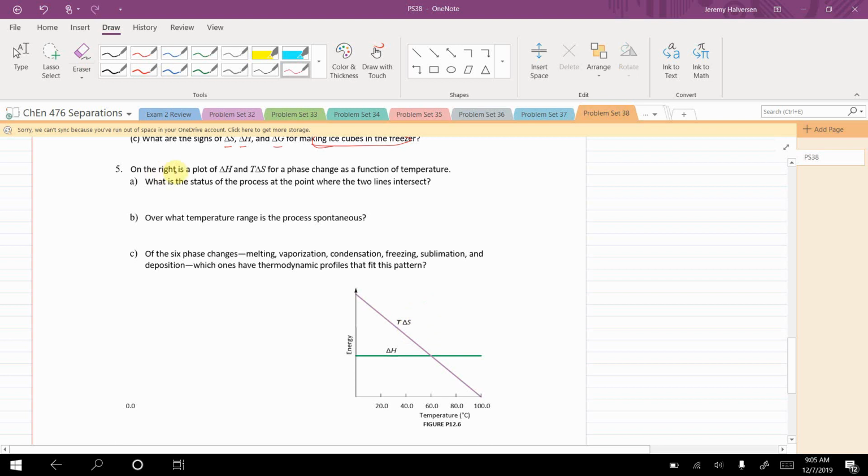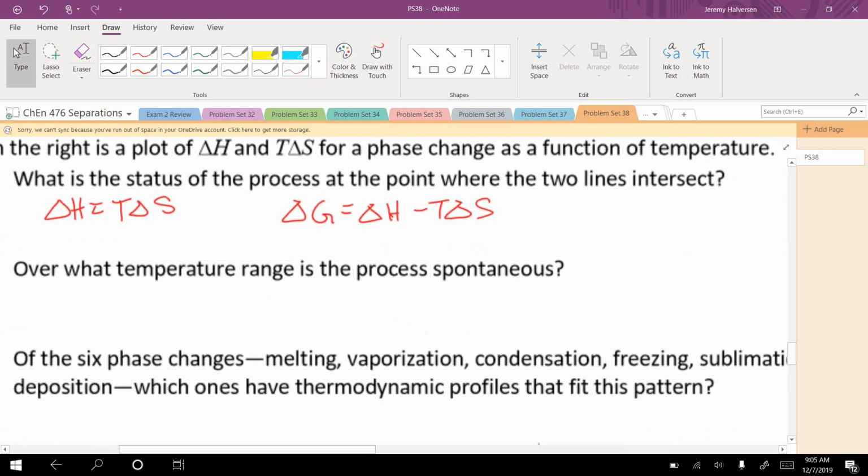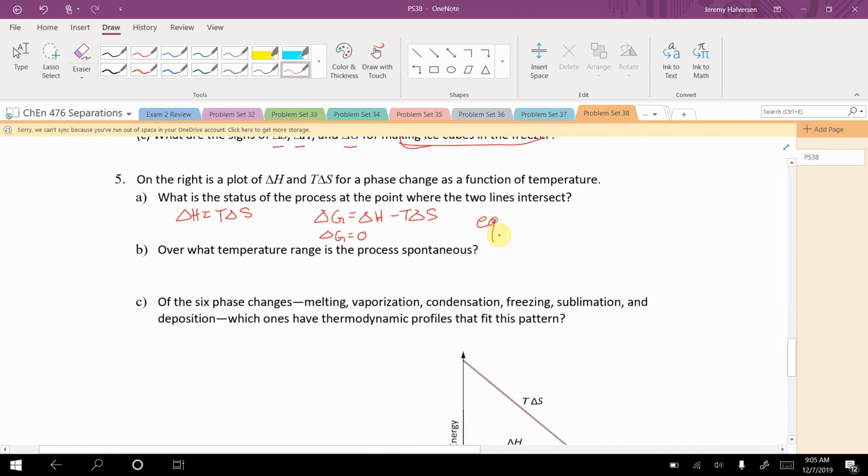Not that that matters, but what is the status of the process at the point where the two lines intersect? Well, if the two lines intersect, delta H equals T delta S. And remember that delta G is delta H minus T delta S. And so if delta H and T delta S equal each other, that means that delta G would be equal to 0. So the answer to A would be that this is at equilibrium.